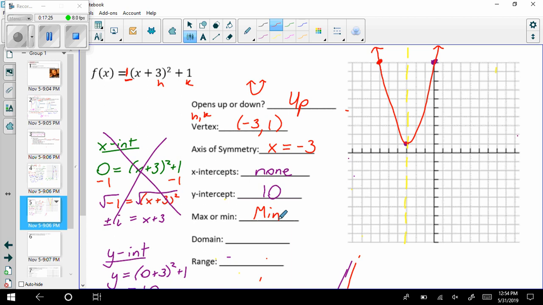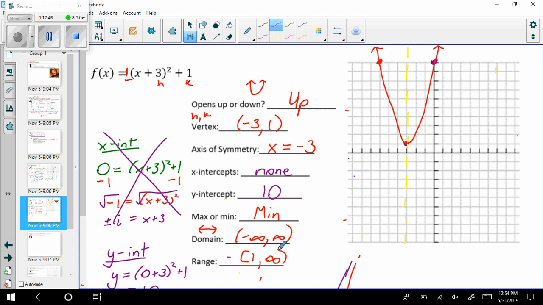Domain, how far left, how far right? Well, it keeps going to the left forever, and it keeps going to the right forever. Range, how far down does this graph go? It does not go past 1. How high up? Infinity.